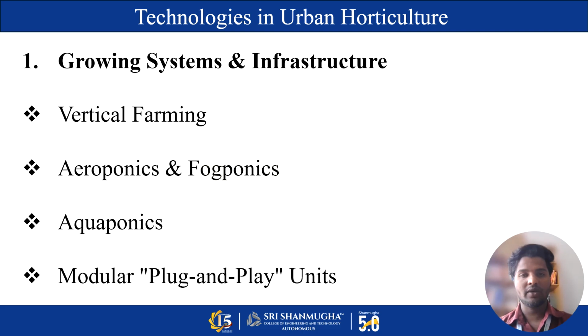So here you can see the first technological domain, that is the growing system and infrastructure. These technologies represent the physical shift from horizontal dirt farming to three-dimensional soilless engineering that are listed here. First one is vertical farming, then aeroponics and fogponics, then the third one is aquaponics, and the final one is modular plug and play units. I'm going to explain each one.